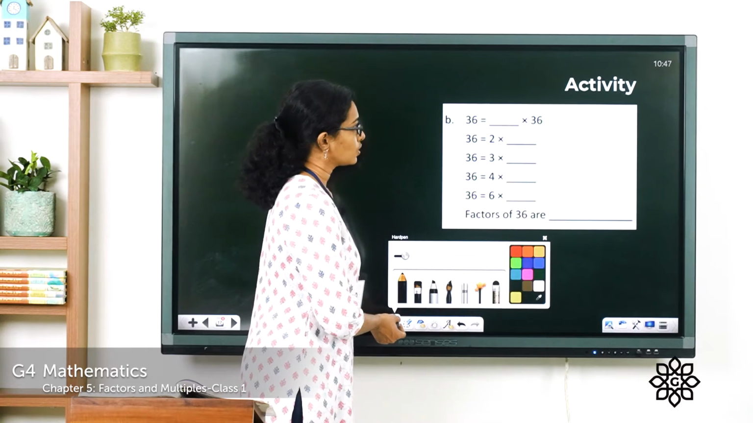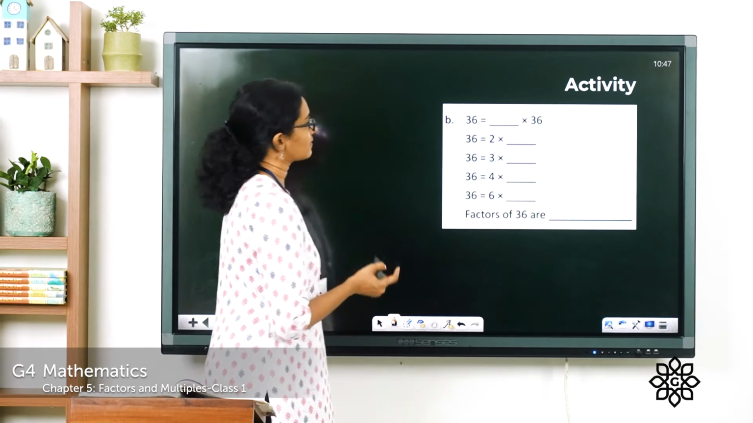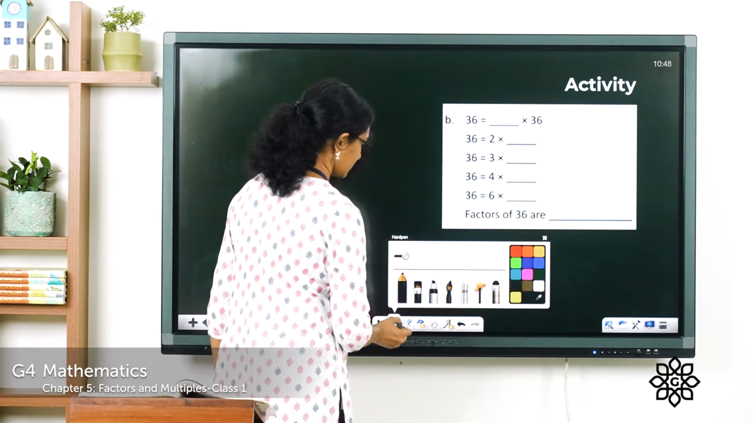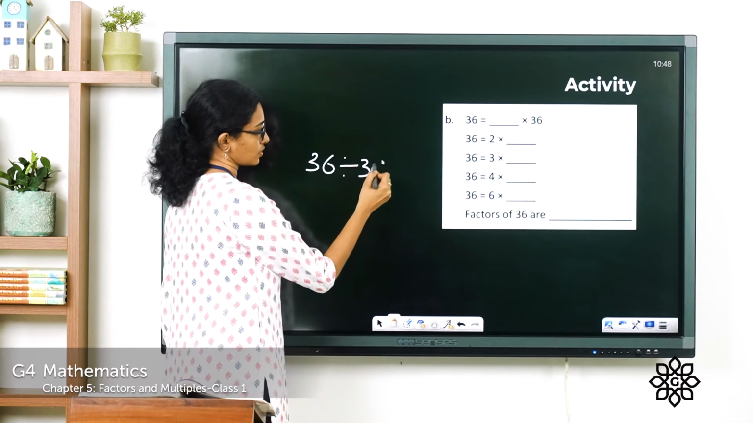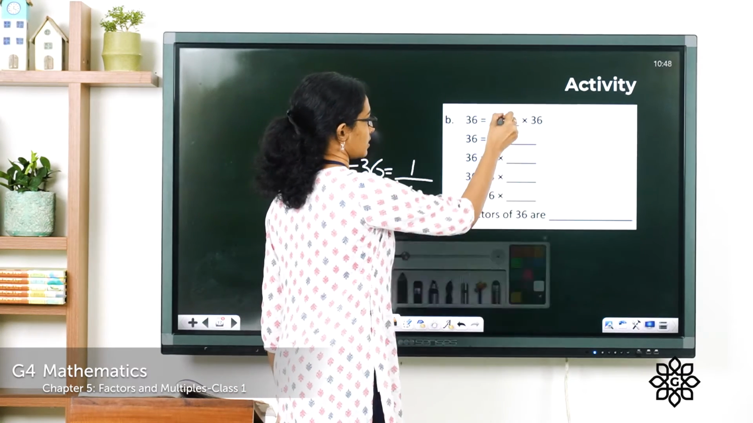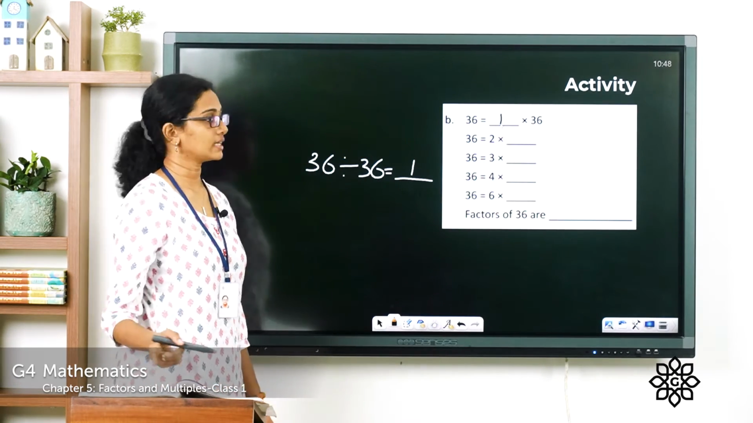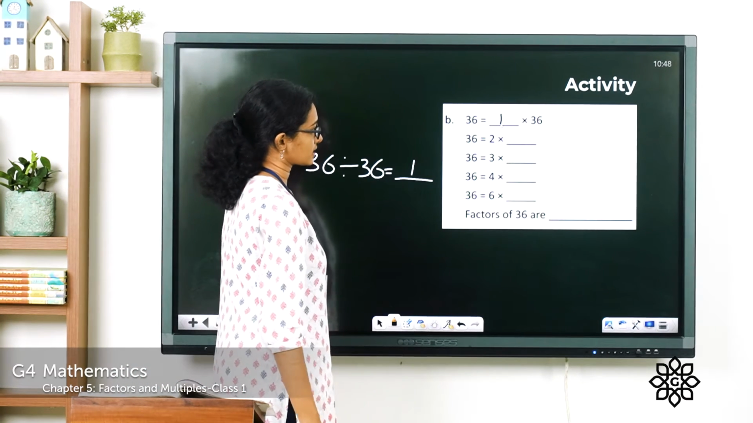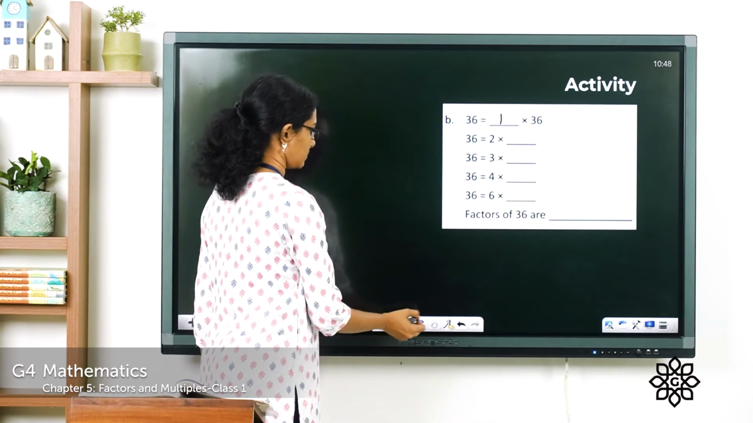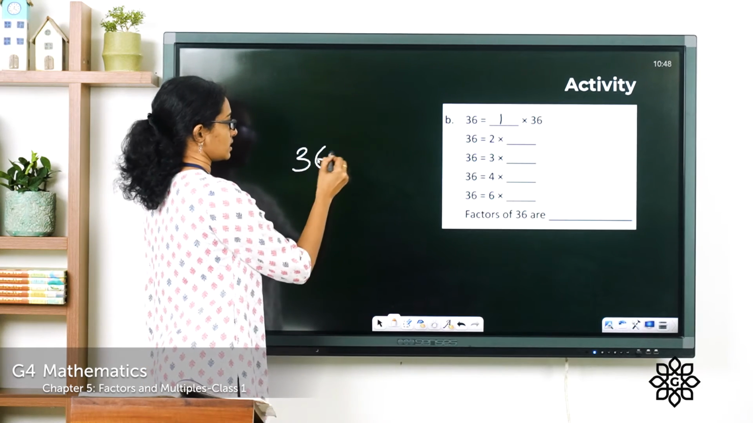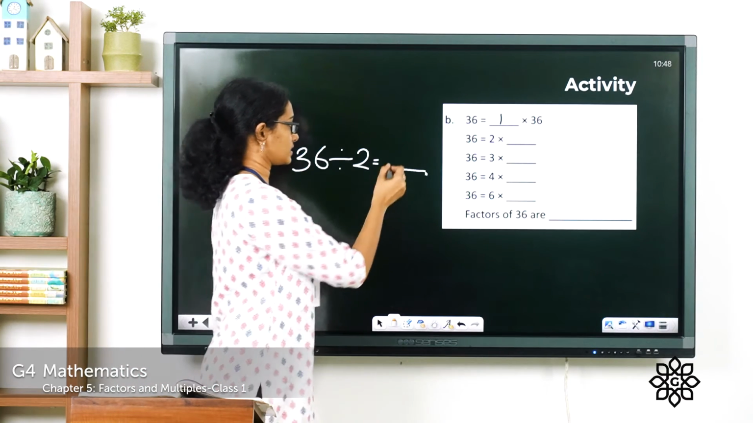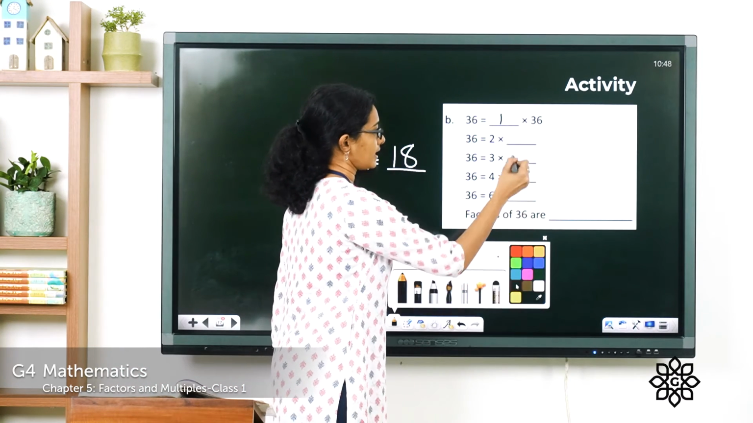Now let's see the second question. 36 is equal to dash into 36. From the division fact, we can write 36 divided by 36 is equal to how much? A number divided by itself is 1. So what should come here? 1. 36 is equal to 1 into 36. What about the next one? 36 is equal to 2 into dash. What is the division fact there? 36 divided by 2 is equal to, how much is it? How many 2's are there in 36? 18, right? So let's write 18 there.